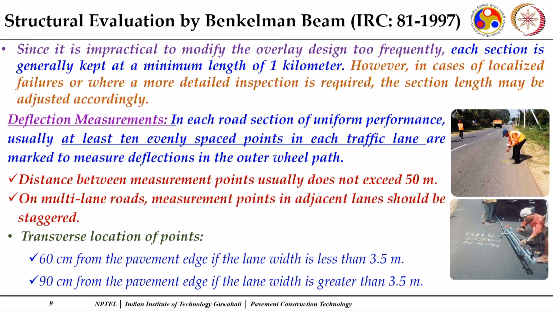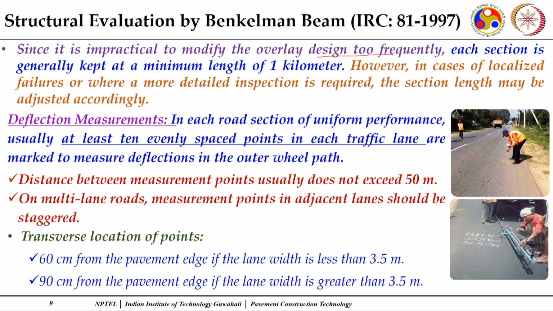I will always prefer to work out the overlay thickness, and it is otherwise inconvenient if the overlay thickness is different in small sections of length. So I will always prefer that the overlay thickness doesn't vary too frequently. So each section is generally kept as a minimum 1 kilometer homogeneous section. For that, at least you will have one uniform overlay thickness, because otherwise it becomes impractical. However, in cases where some localized failures are there, or where more detailed inspections are required, the cases may be different, but otherwise we will prefer to have at least a 1 kilometer section for one overlay thickness, which is worked out.